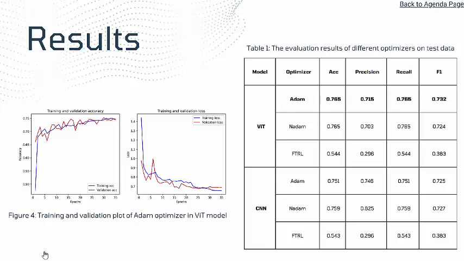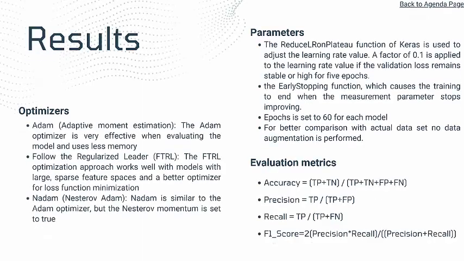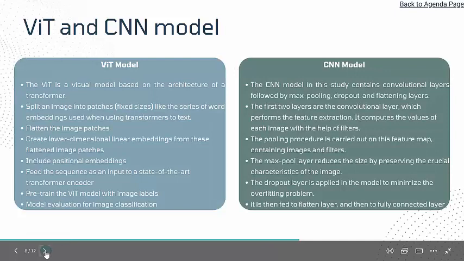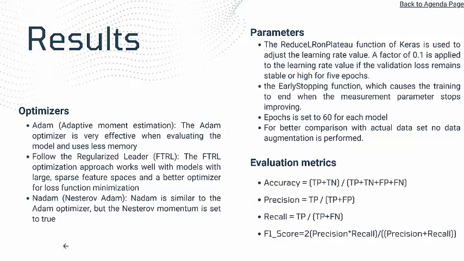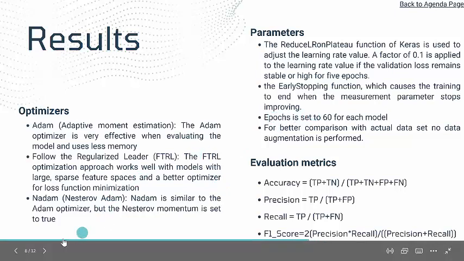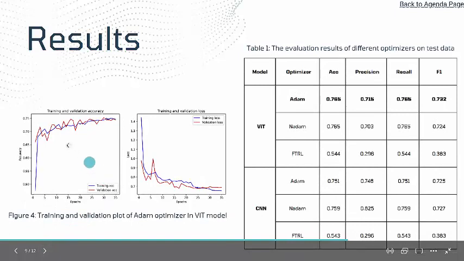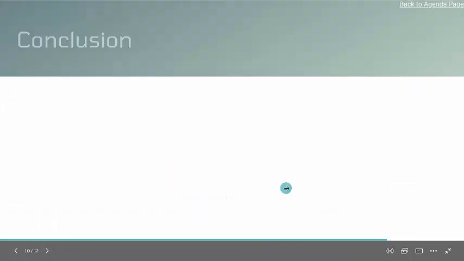And these are repeated for different accuracy. We tested for 60 epochs, setting up the parameters here, and these tables are the results.